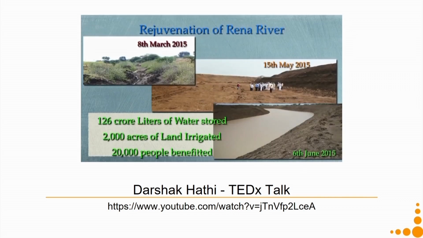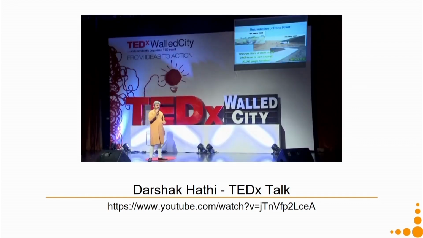In the first rainfall itself, the entire river was filled with fresh water. 126 crore liters of water was stored. And not only that, 4 times more got percolated in the ground. 4 times more. That is almost 500 crores. It takes some time, but over a period of the next 3 months.